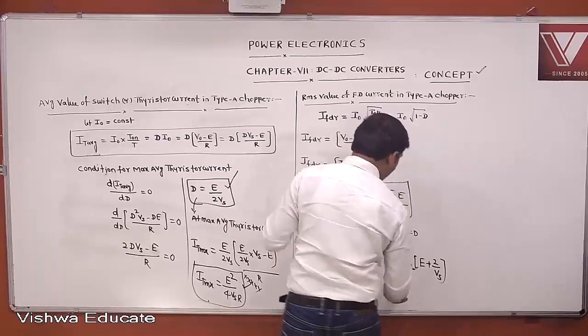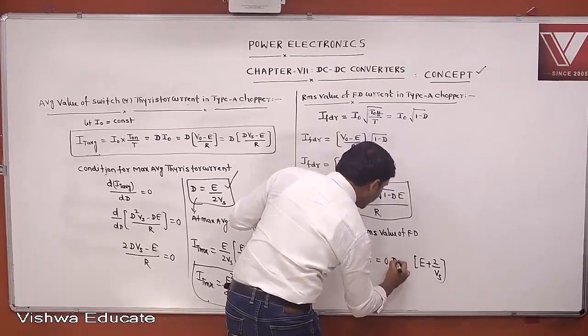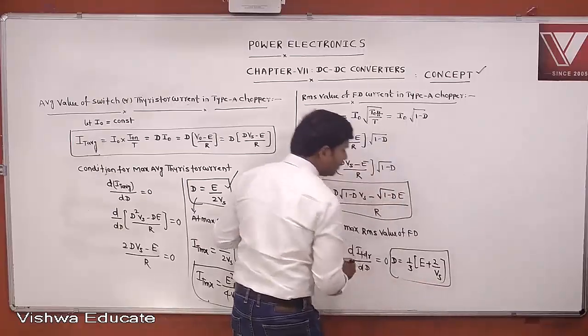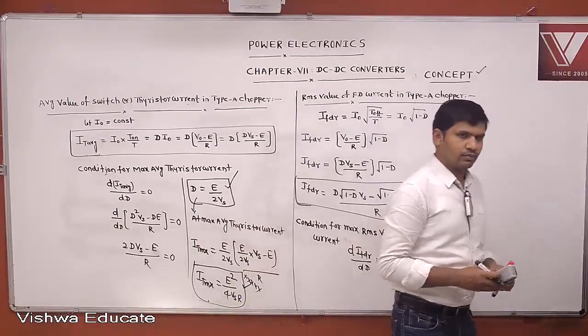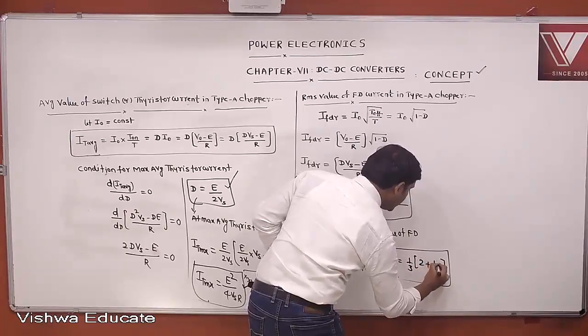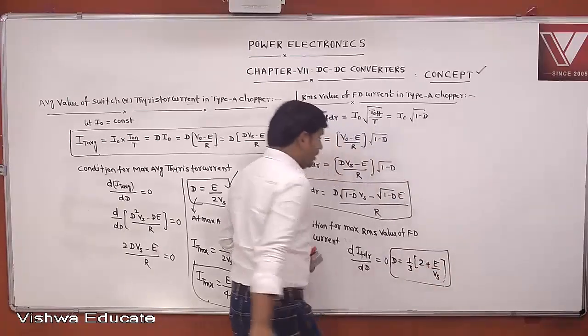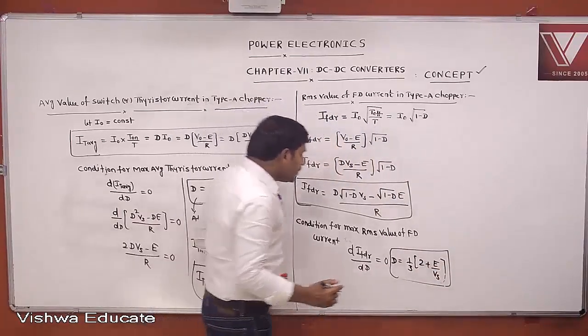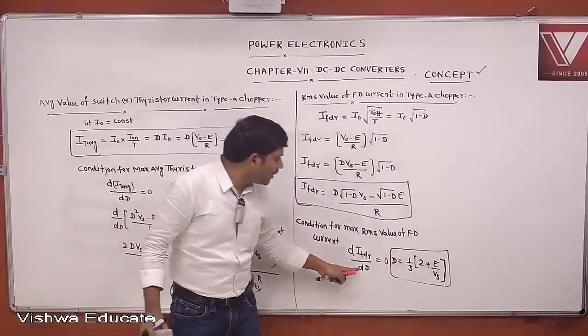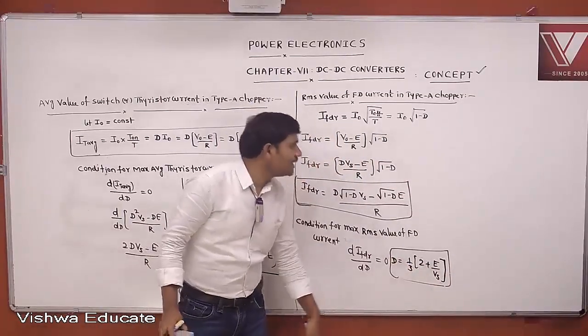This is 1 by 3. D equal to, by simplifying this, 1 by 3 into 2 E plus 2 by Vs. Sorry, correct this one: 2 plus E by Vs. This is the exact formula. The condition for maximum value of freewheeling diode current is D equal to 1 by 3 into (2 plus E by Vs).